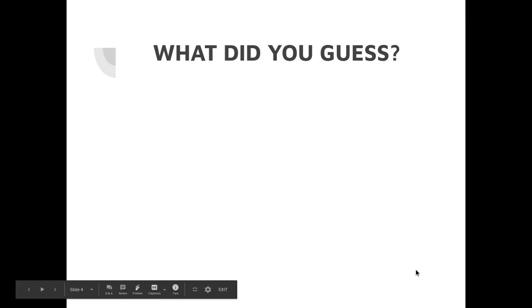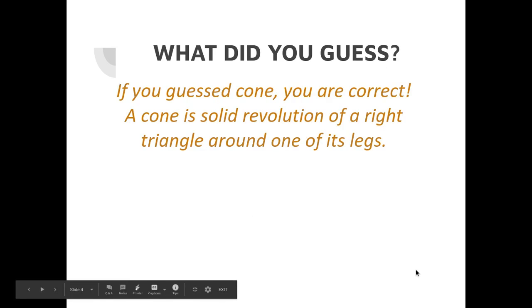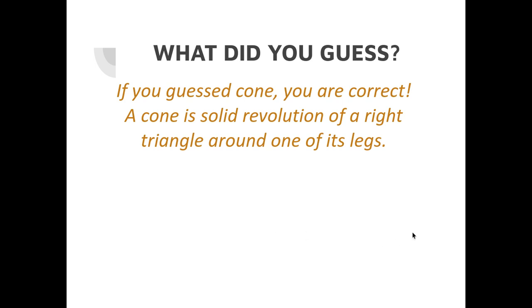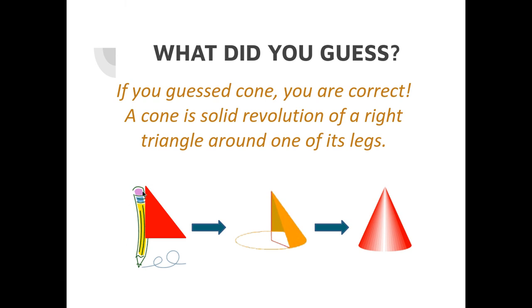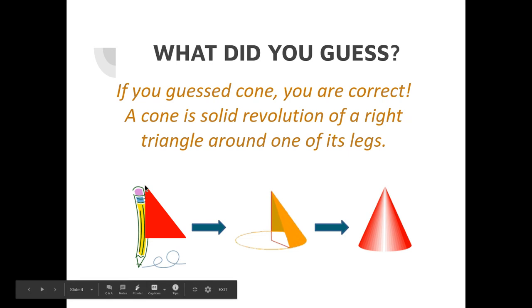What did you guess? If you guessed a cone, you are correct. A cone is the solid that comes about when we rotate the triangle about one of its legs. Notice we were using the leg to do the rotation. It would look different if we were using the hypotenuse.